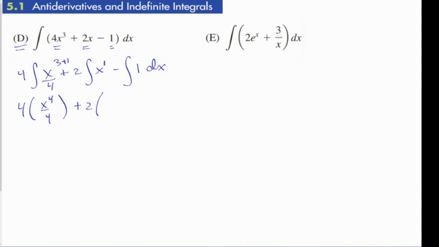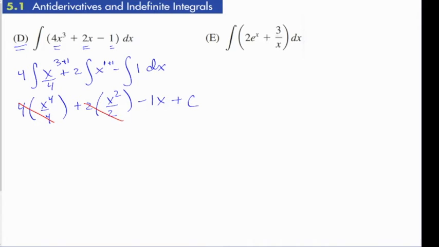This x is understood to have a 1 as an exponent, so if I add 1 to it, that becomes x squared. Then I have to divide by that new exponent. And whenever we have just a constant, we understand that gets an x next to it. And now that I've taken the antiderivative of all 3 of these, don't forget our constant of integration. And now we can simplify. We see that the 4's cancel and the 2's cancel.